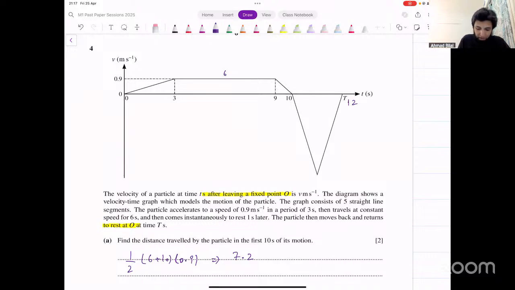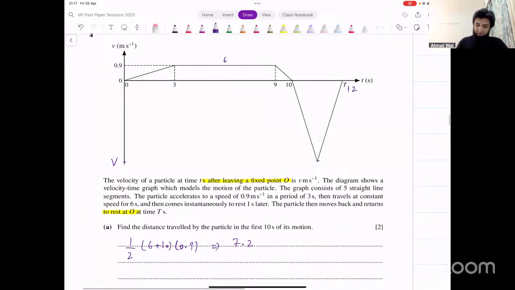That's this value here. We want to find the value of v. Now, how do we do that? The particle started from O, it returned to O. That means whatever distance it traveled in one direction, it's traveling the same distance in the other direction. That means the area of this triangle should also be 7.2.